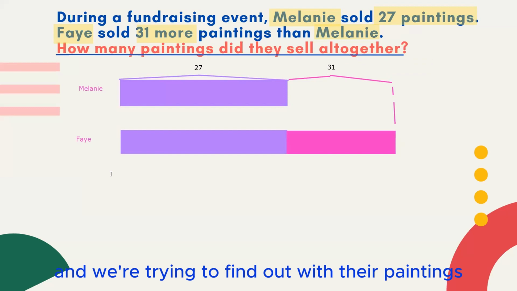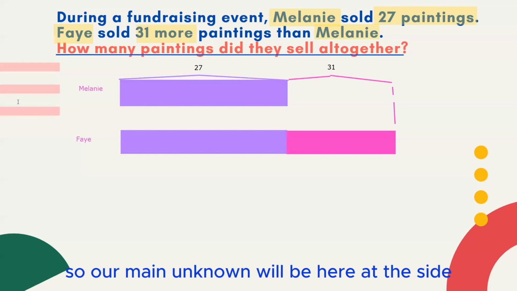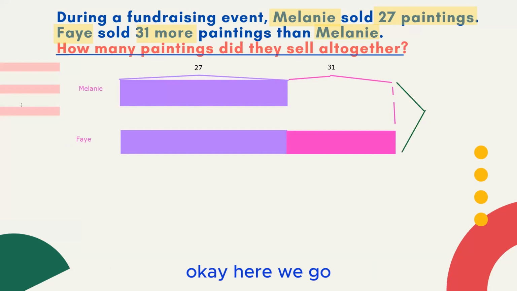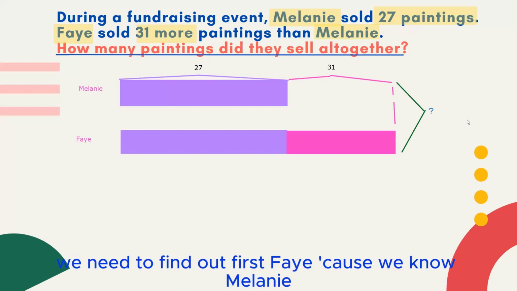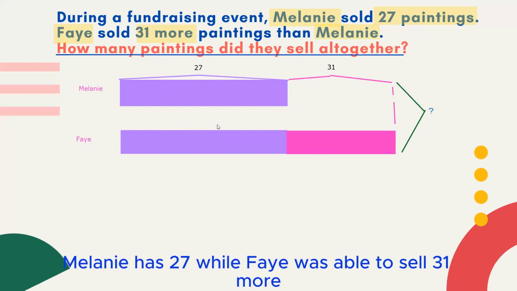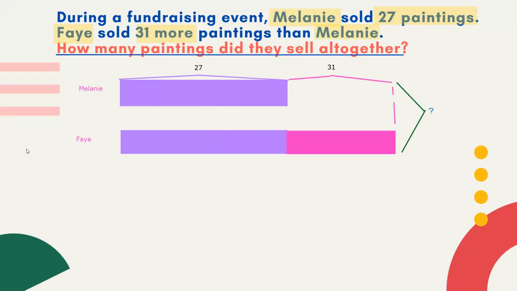And we're trying to find out how many paintings they were able to sell altogether. So our main unknown will be here at the side. There we go. Okay. So by looking at our bar model here, we need to find out first Faye, because we know Melanie. Melanie has 27, while Faye was able to sell 31 more. So meaning we just need to add, yes, 27 and 31 to get Faye.